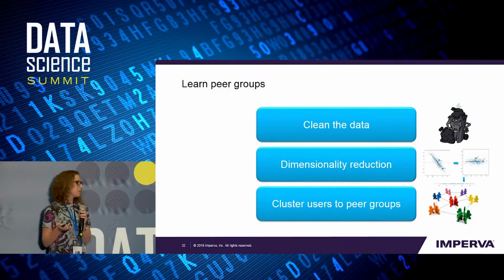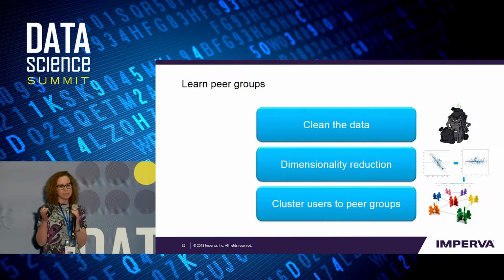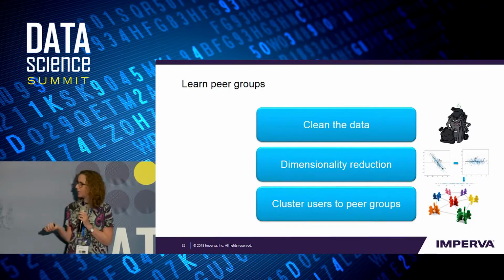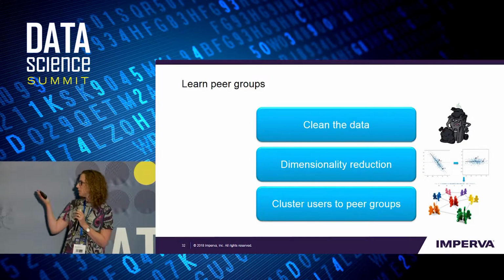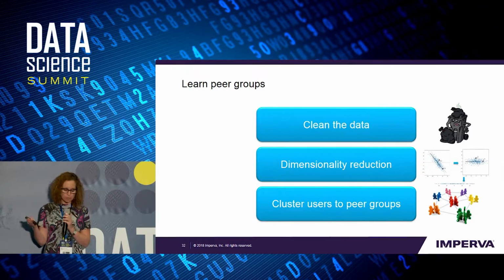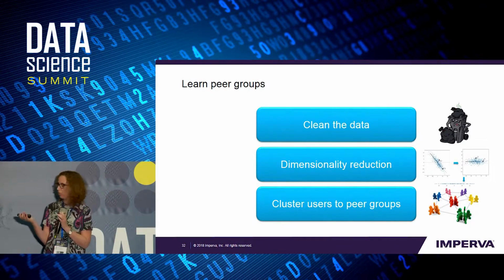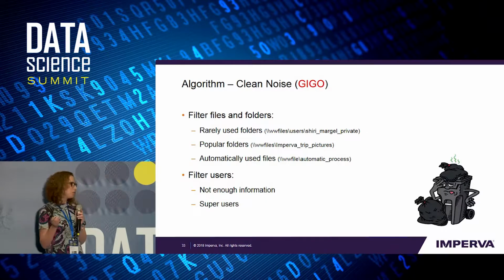Learning the peer groups in the organization combines 3 building blocks. The first one is cleaning the data. The second one is dimensionality reduction. And the third one is clustering users into the different peer groups. Now I will explain each of these building blocks. So the first step is cleaning the data.